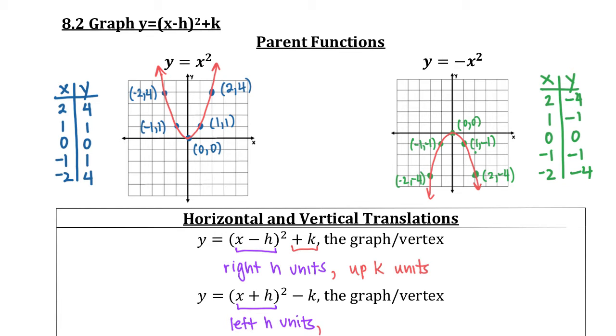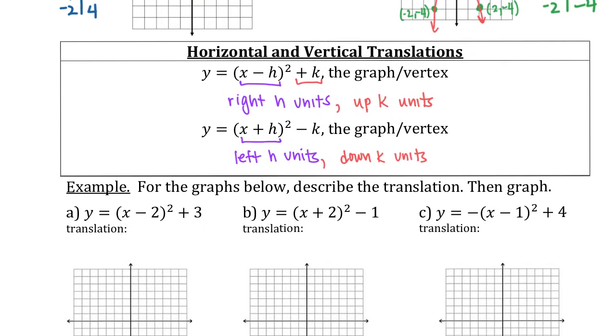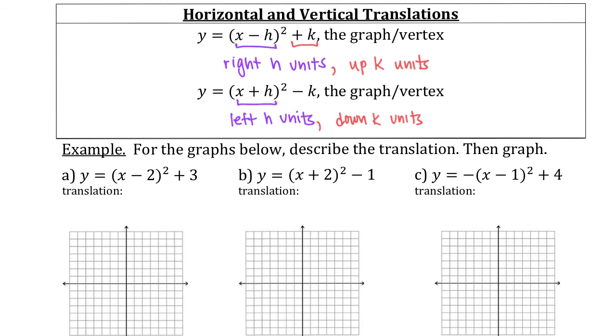Okay, and on the previous equation, when there was a plus k at the end, it went up k units. When there's a minus k, it does the opposite. It goes down k units. And we could mix and match these scenarios depending on the graph we're going to graph. Okay, so we're going to go ahead and graph these functions.